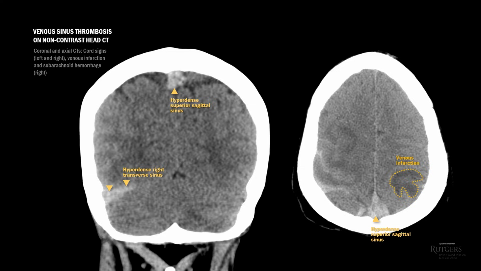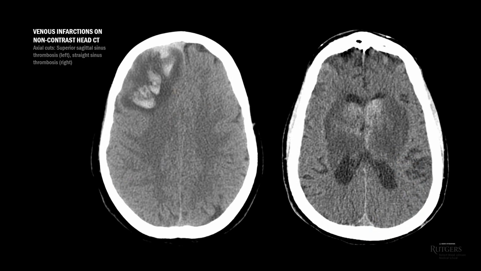You probably noticed the hypodensity corresponding to a venous infarction in the left frontoparietal lobe. The last sign is more subtle. There is a hyperdensity in the sulci corresponding to subarachnoid hemorrhage. Subarachnoid hemorrhage and venous infarctions are more common than the cord sign. So here are 2 more examples. The image on the left shows a large right frontal venous infarction with hemorrhagic transformation. Which sinus is likely thrombosed to cause this type of infarction? Superior sagittal sinus. What are the abnormalities in the image on the right?